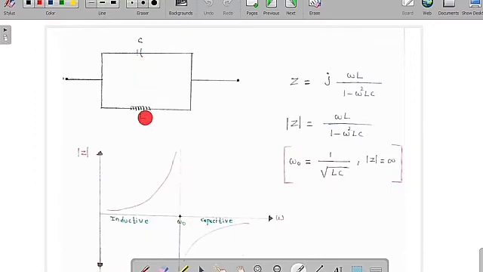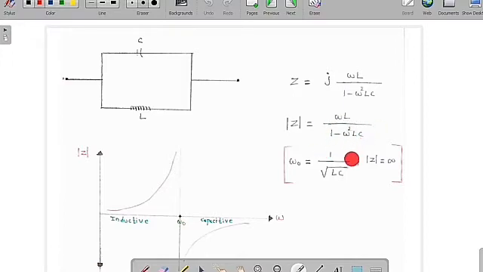Now there is an LC parallel circuit. If you want to know the overall impedance of this circuit, you can write jXL, which means j omega L, and minus jXC, which means minus j by omega C. If you do Z1 Z2 by Z1 plus Z2, finally you get Z equal to j omega L by 1 minus omega square LC. If you take only the magnitude part of the impedance, it is omega L by 1 minus omega square LC.